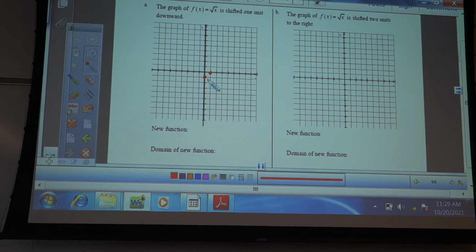Then from my new center, I'm going to go right 4, up 2. And then what's the last one? Right 9, up how many? That's the square root of 9, which is 3. Yep.